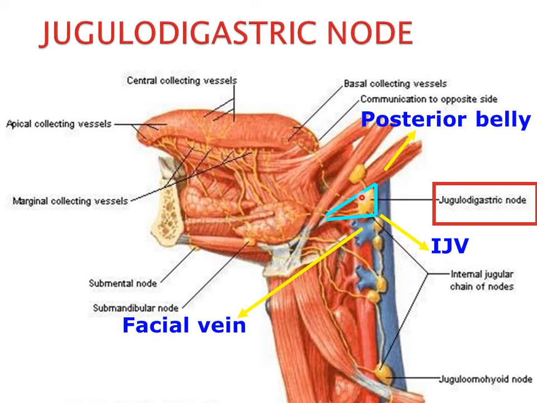This is called the principal lymph node of the tonsil because most of the lymph from the tonsil drains into the jugulo-digastric node. That is why when you have tonsillitis and you palpate for the nodes, we find that the jugulo-digastric nodes are enlarged and also tender. Tender means they are painful when we touch. Here this lies in a triangular area bounded by the posterior belly of digastric, the internal jugular vein, and the facial vein. So the jugulo-digastric node lies in this triangle.